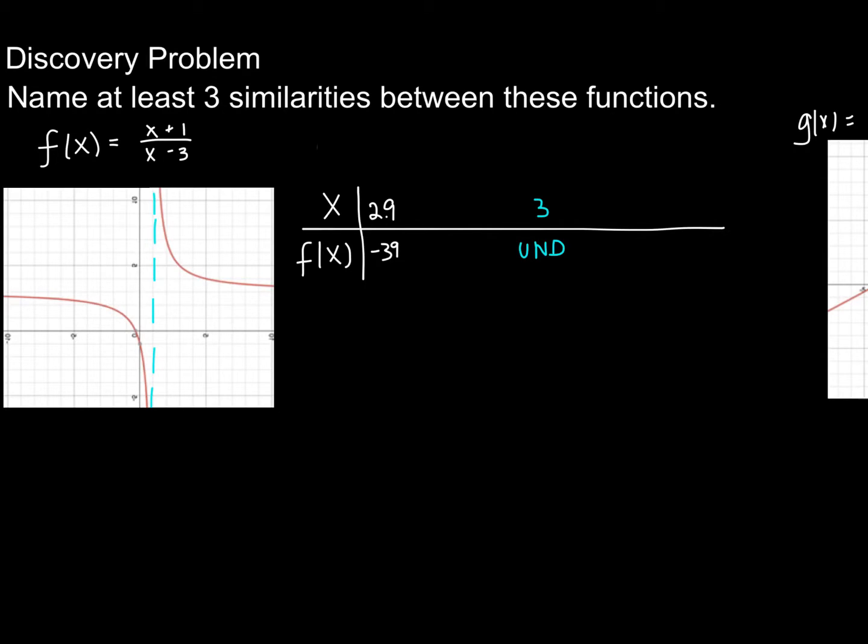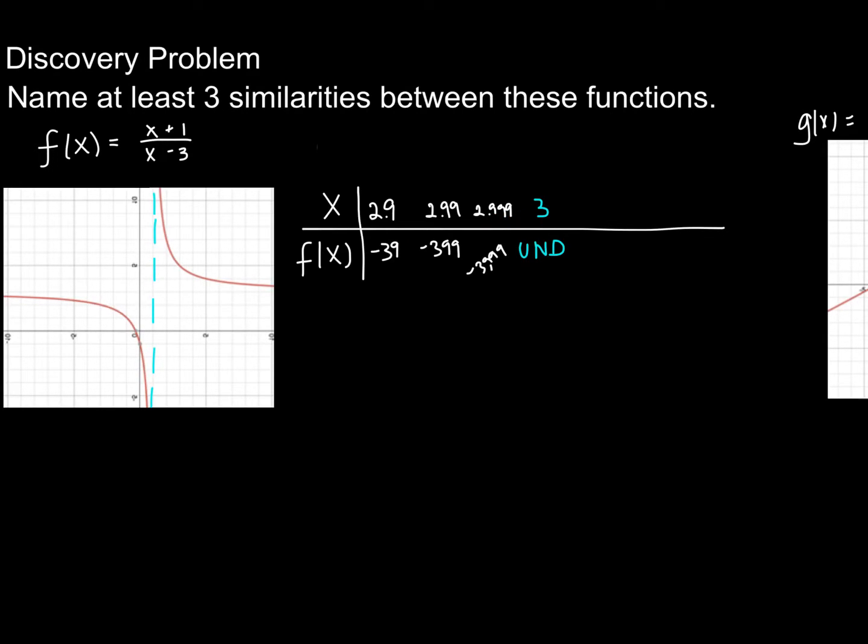Well, let's get even closer. Let's try 2.99. Try that one out. All right, here you're going to get -399. And I bet you can guess what will happen if you try 2.999. Yes, you will get -3,999. So I encourage you to try something with 4 or 5 nines just to prove to yourself that as you move closer and closer to 3 from the left side, your function is going to get massively negative. In fact, as negative as you want it to get, depending on how close you get to 3.